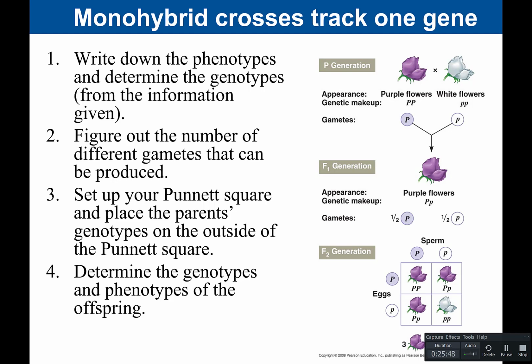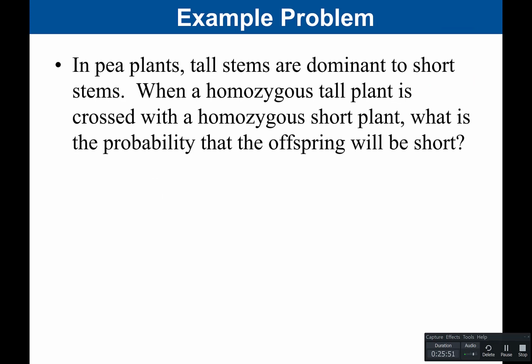So let's look at an example. In pea plants, tall stems are dominant to short stems. When a homozygous tall plant is crossed with a homozygous short plant, what is the probability that the offspring will be short? When I solve these types of problems, I like to start by writing out what is dominant and what is recessive. So tall stems are dominant to short stems. I'm going to write big T, some second allele. It could be big T, or big T, little t, which is going to give us tall. And short, the only way you get short is little t, little t.